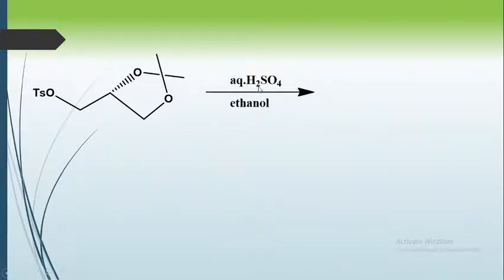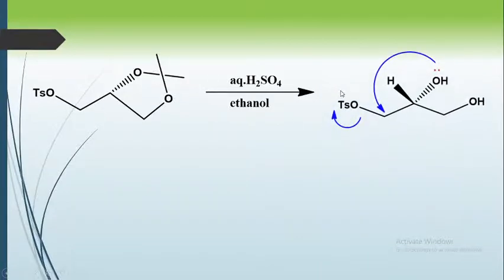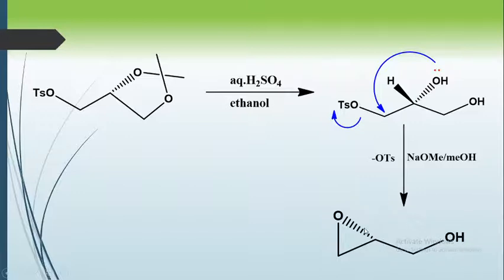Here we use aqueous H2SO4 to deprotect this acetal, and we get this type of molecule. Here there is a formation of secondary alcohol and this is the primary alcohol. Then there is a removal of the OTs group by using the OMe negative, and there is a formation of this epoxide.